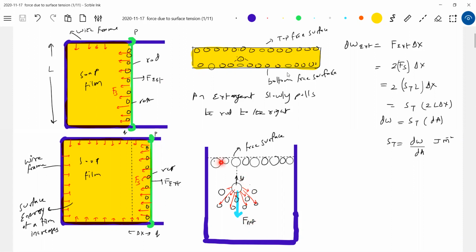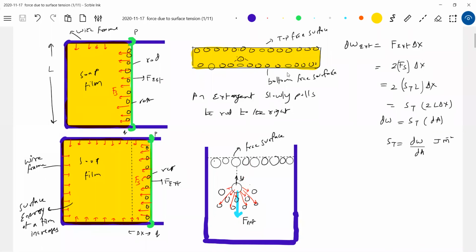And what happened? The surface energy of the film increases. So the cohesive force did negative work and the energy increased. Therefore, this is a conservative force. Go back to the work-energy idea. If a force does negative work, energy increases, potential energy increases, not gravitational potential here but surface energy. Then it should be a conservative force. This is the idea you have to recollect from work done.